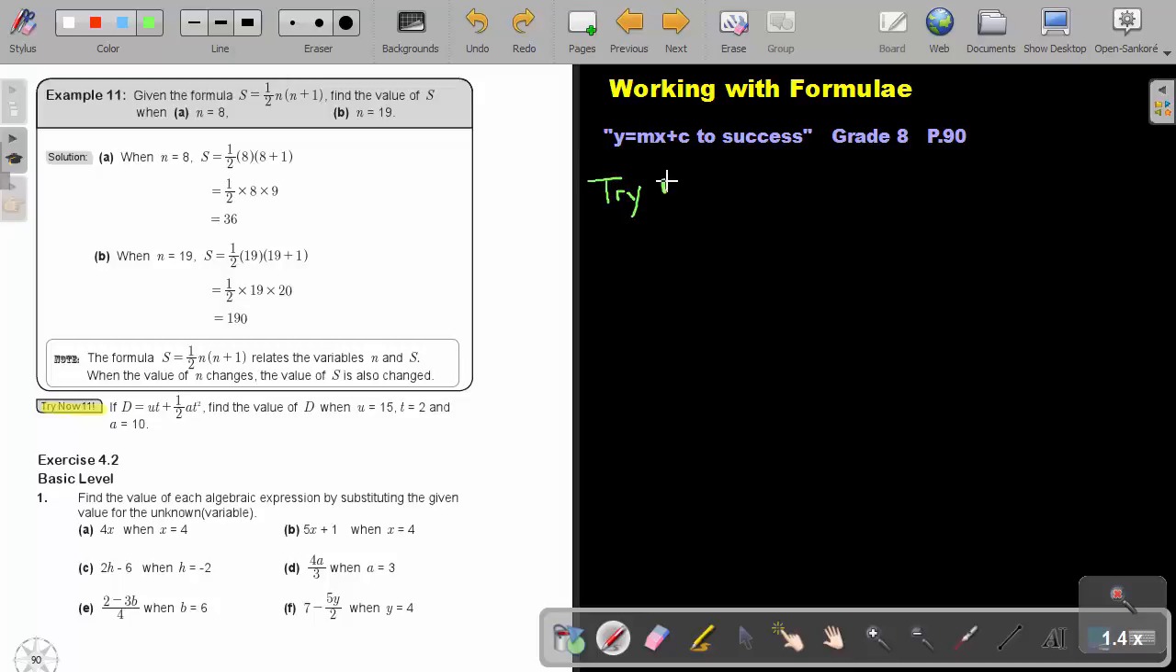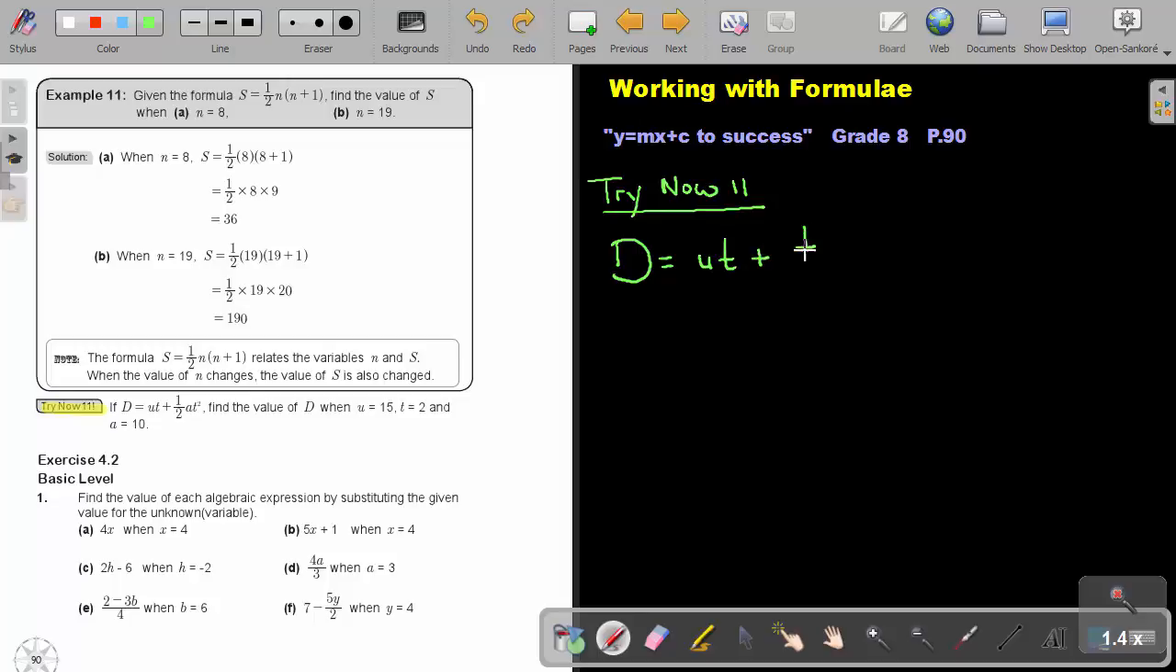Okay, let's look at Try Now 11. If d, and then they give me the formula, find the value of d when u is 15, t is 2, and a is 10. Very important in physical science and other subjects that you can work with formula.